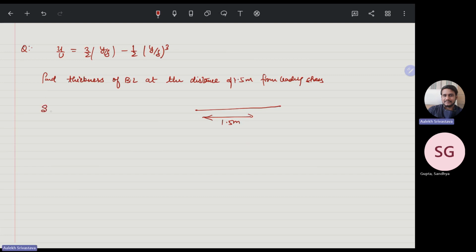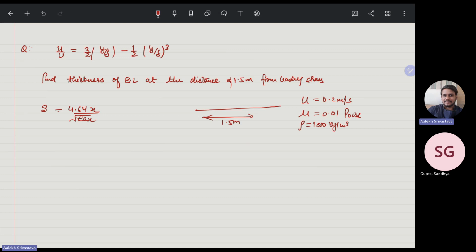For this velocity profile we had known that delta is 4.64 x upon under root of Rex. The fluid flowing has a velocity of 0.2 meter per second. Kinematic viscosity is 0.01 Force, and this is water, so rho is 1000 kg per meter cube. So this is the plate.